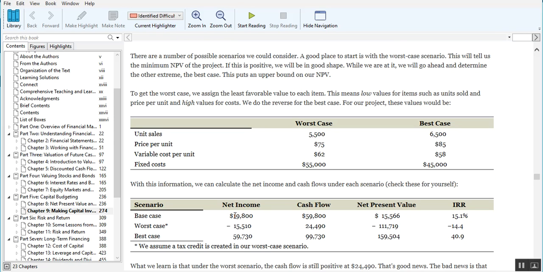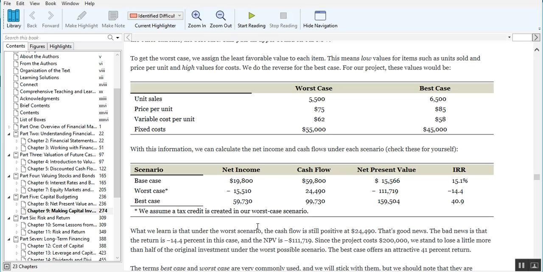And so when we look at this, we're going to do a side-by-side comparison of the net income in the base case and the cash flow and the net present value and the internal rate of return. Notice the worst case is only 500 units less, but we have a net loss in income. We have cash flows of $24,490. We have negative net present value and negative internal rate of return. The only reason we have a positive cash flow here is because the loss provides a credit on our taxes, and we benefit from that because we can count that as a cash flow.